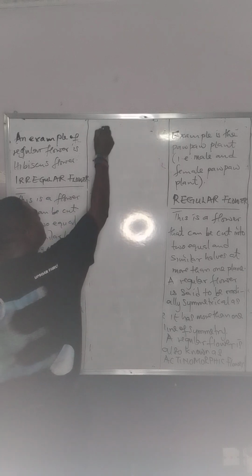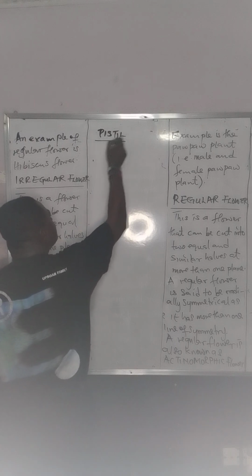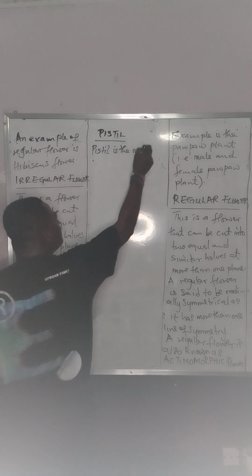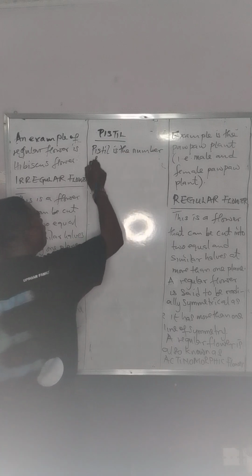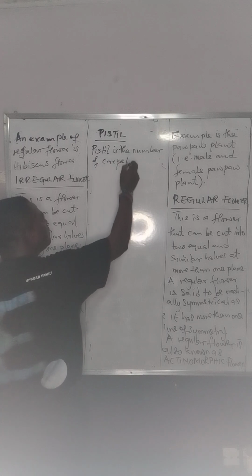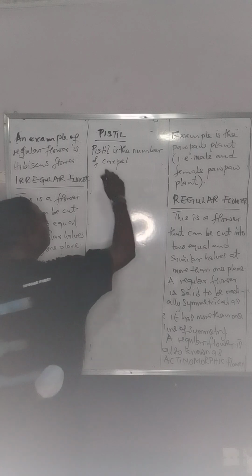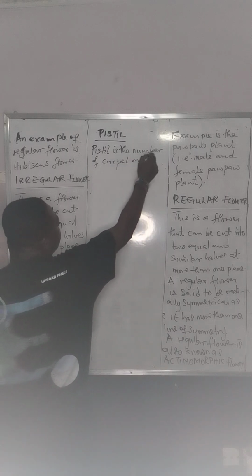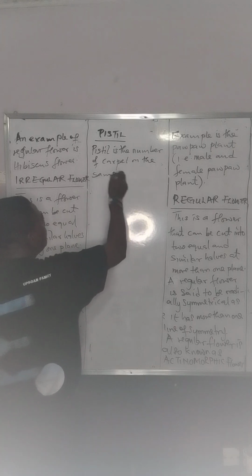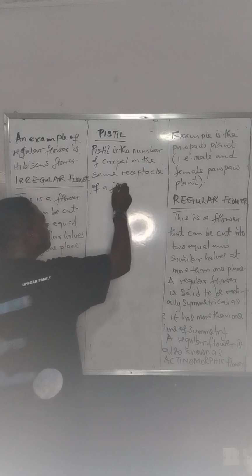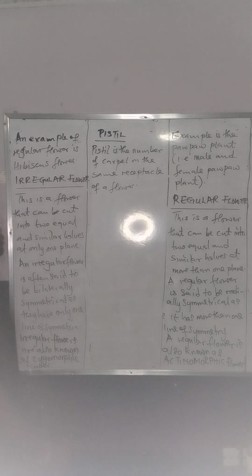Pistil. What is a pistil? Pistil is the number of carpels on the same receptacle of the flower. The number of carpels, whether 1 carpel, whether 2 carpels, whether 3 carpels.